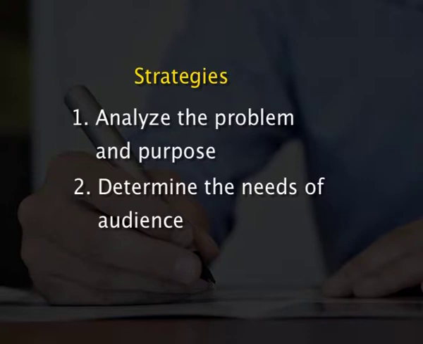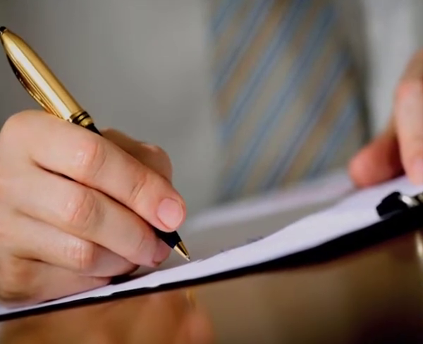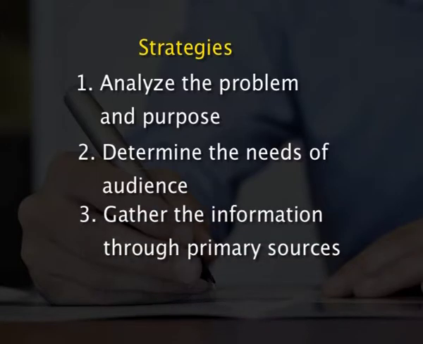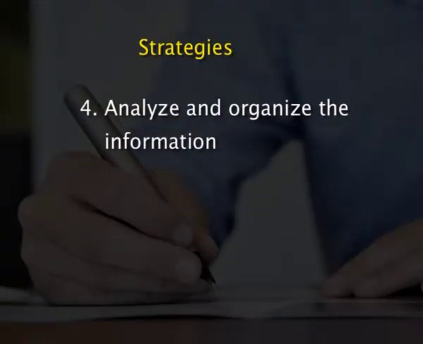Secondly, determine the needs of the audience. The one who is writing this report should understand the needs of the readers or the audience and what they are expecting from this report. You have to gather the relevant information from different sources in order to write this report. You can gather information through primary sources like discussions, interviews, observations, etc., and from secondary sources like journals, magazines, books, dissertations, etc.